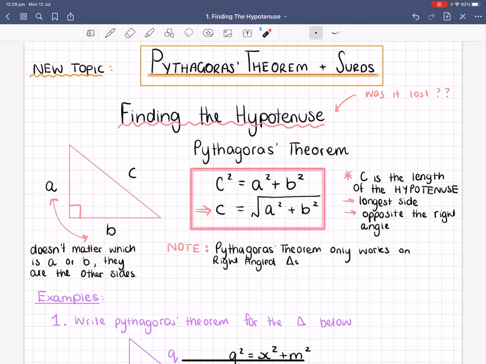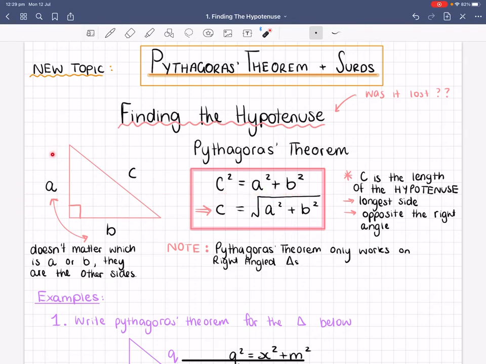So today we're starting a new topic, and it's the Pythagoras theorem and surds. We're going to kick it off with finding the hypotenuse. Here in this box, I've got what Pythagoras' theorem actually is. It's defined as c squared equals a squared plus b squared.